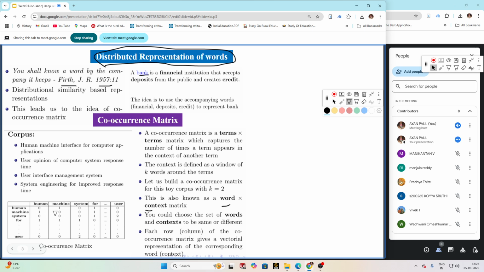Now how we will put the values is the question. For that, we take a window of words. A window of words means how many terms we are interested in.